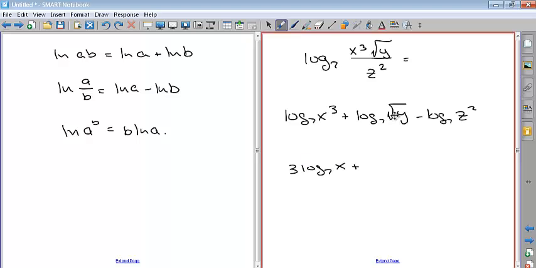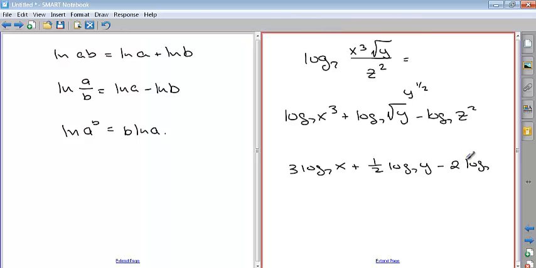Now here I have square root of y, but that's the same as y to the 1/2. Replace the square root with the fractional exponent, you get 1/2 log base 7 of y minus, here we have 2 is the exponent, log base 7 of z. So that's how you would expand it, and you can also contract them.